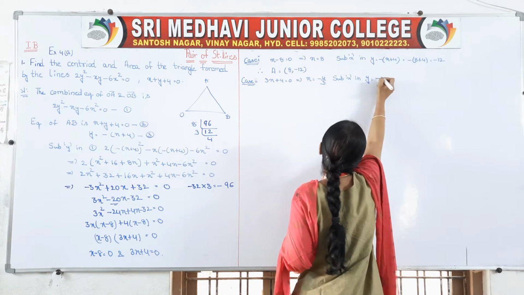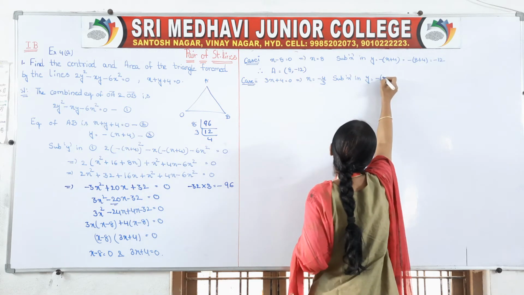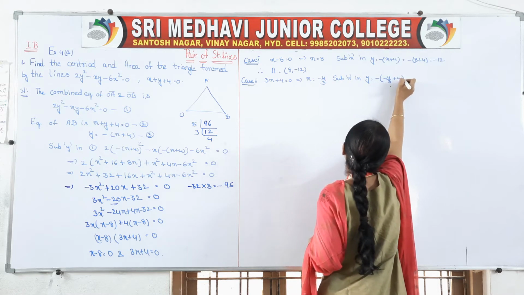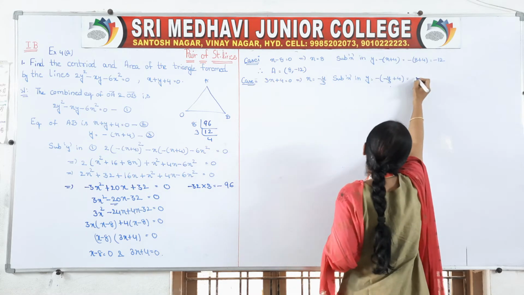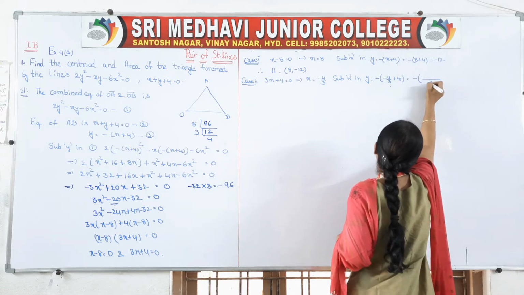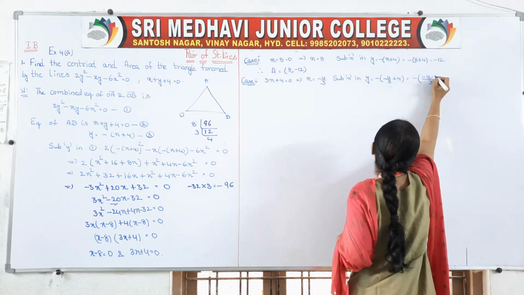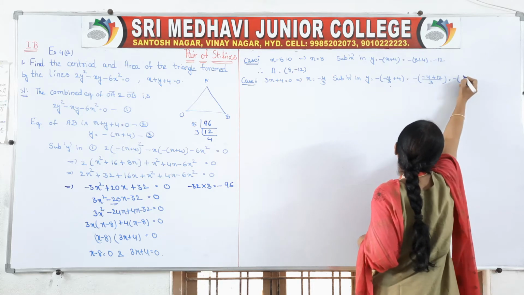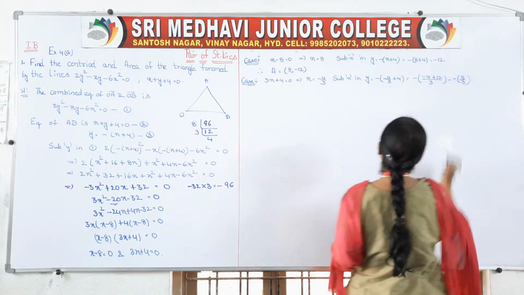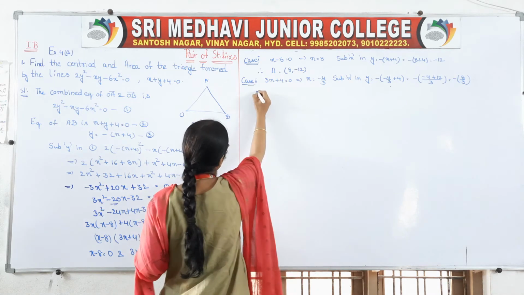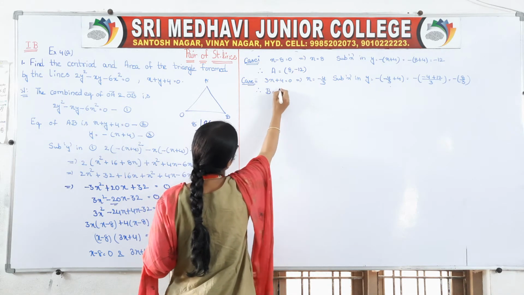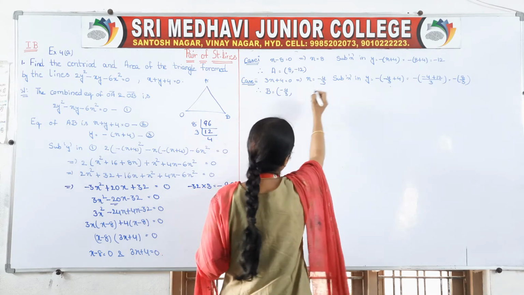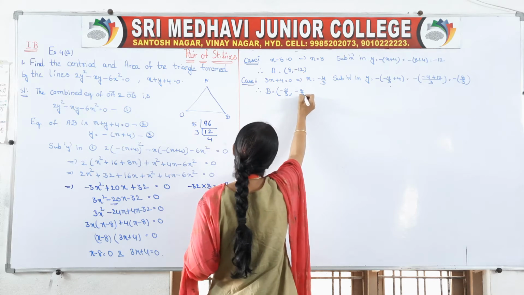y is equal to minus of x plus 4. Directly I am taking minus 4 by 3 plus 4. Already you know your y value. 3 is the LCM, minus 4, 4 3s are 12. So y is equal to minus of 12 minus 4, 8, so minus 8 by 3. Therefore, your B point is, what is your B? The x coordinate is minus 4 by 3 and the y coordinate is minus 8 by 3.